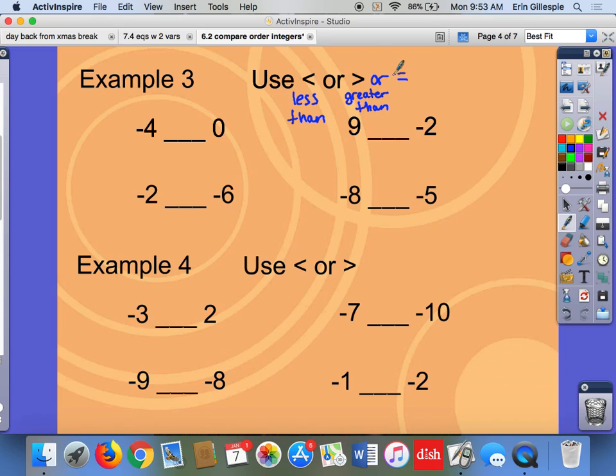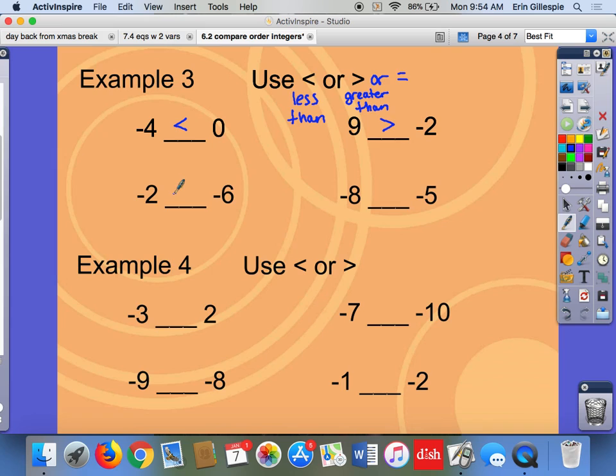So I have -4 and 0 in that first example there. So -4, 0 right in the middle of the number line. -4 is less than 0. Okay, 0 is the bigger number, so it's opening up towards the bigger number. 9 and -2. 9 is greater than -2.